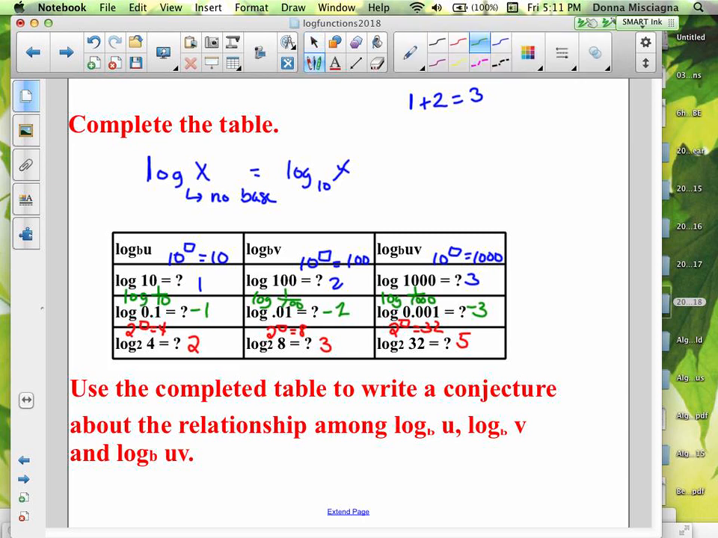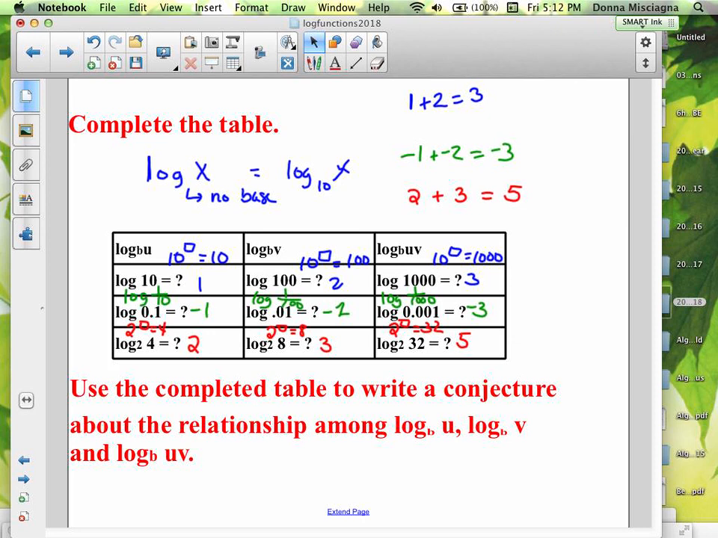And going along, I also notice that -1 plus -2 equals -3. And 2 plus 3 equals 5. So notice that if we added the exponents, the answers for log base 2 of 4 and log base 2 of 8, we would get the same thing as we got for log base 2 of 32. And likewise, if we add the exponent for log 1/10 and log 100th, we get log 1000th. Okay? That's one thing I noticed.